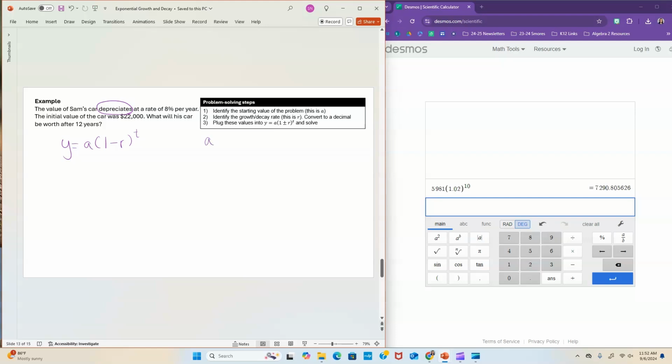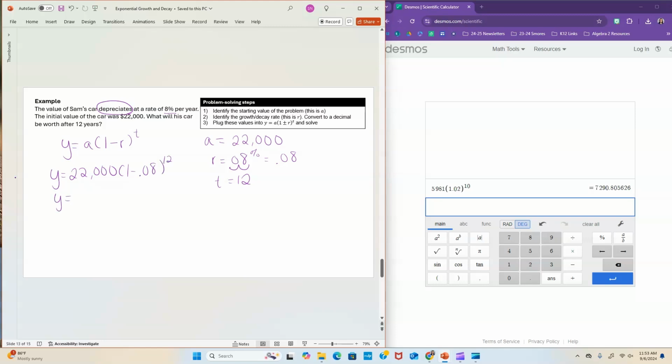Now let's figure out our variables. We have A equals the starting value. The initial value of the car was $22,000, so that's $22,000 for A. R is the rate, so that's 8%, which we need to convert to a decimal. So we're going to move it 2 places to the left, which gives us 0.08. And then the value of T, well, it's asking us after 12 years, so we know T is 12. So let's plug that all in. We have y equals 22,000 times 1 minus 0.08 to the 12th power.